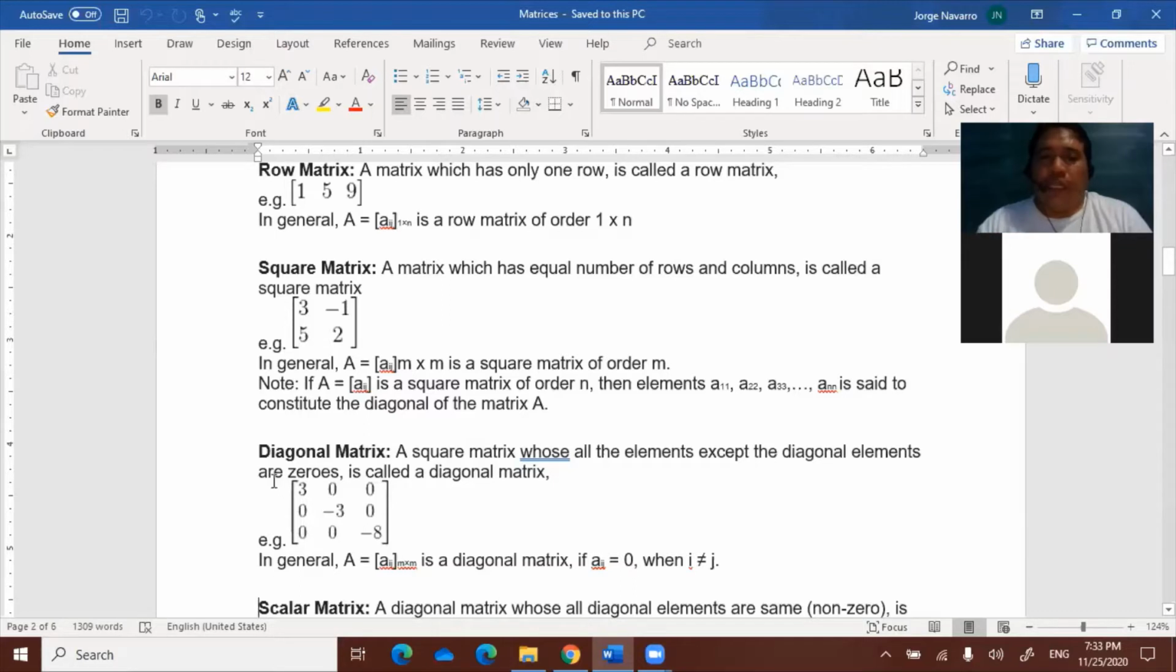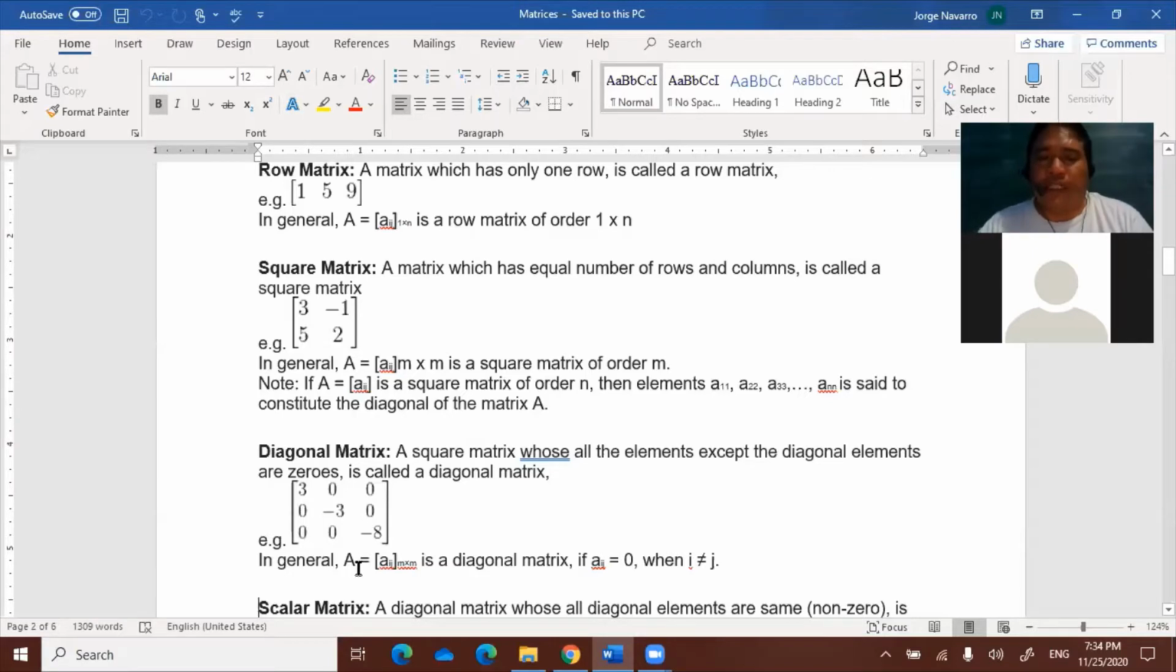So notice it has to be a square matrix first, and secondly, everything except the leading diagonal will be zero, as you have here. Notice the 3, the -3, and the -8 form a diagonal, a diagonal line across from the top to the bottom. But every other element within this 3 by 3 is all zeros. So hence it is a diagonal matrix.